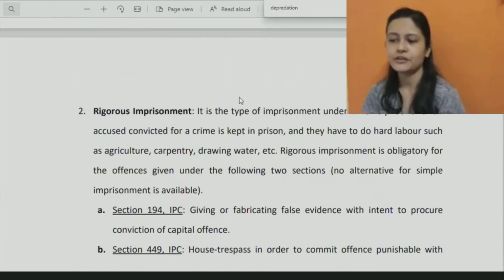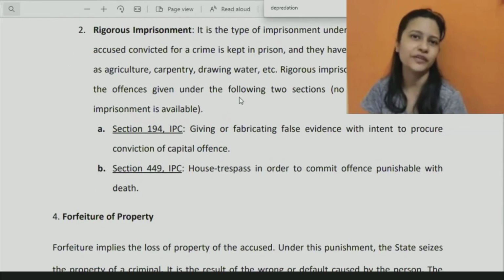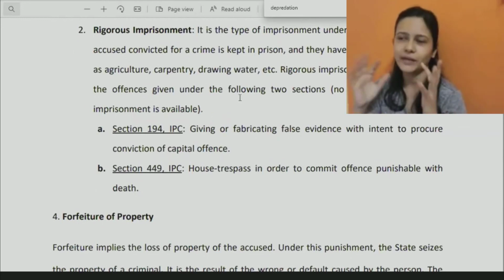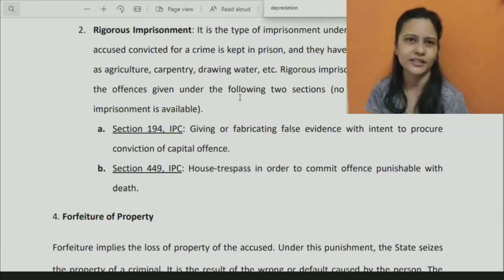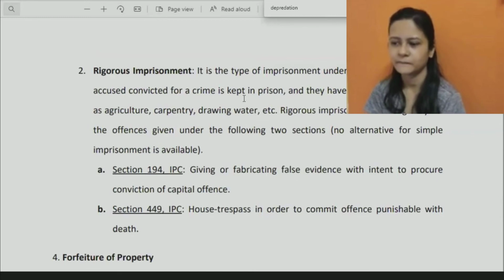And when we talk about rigorous imprisonment, it's usually something that we see in movies also, right? They are made to break big stones and everything. Have you seen rigorous imprisonment in movies? In prison, they will do very hard labor. Any movies?